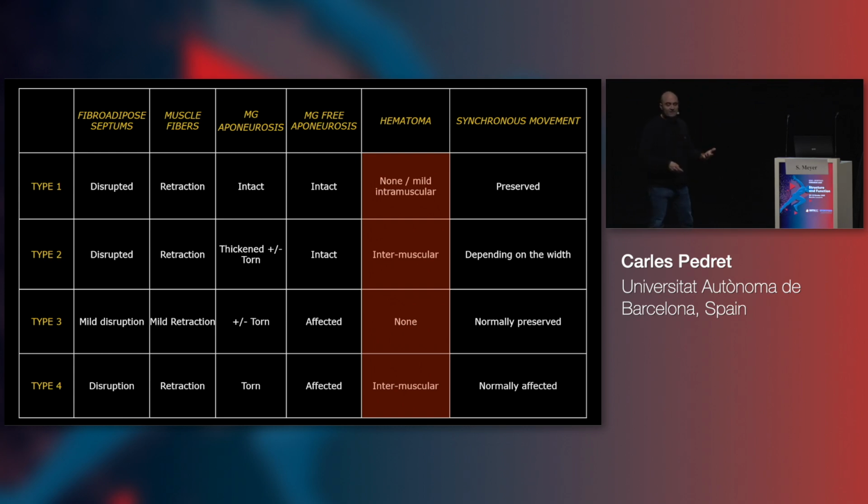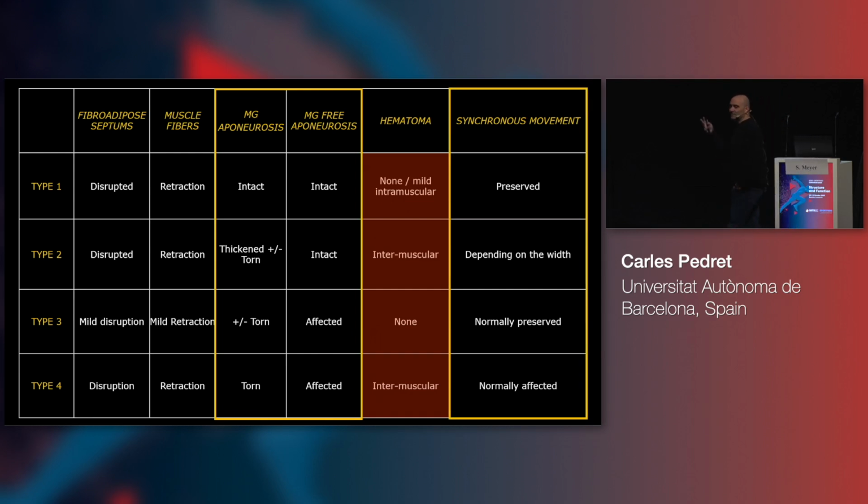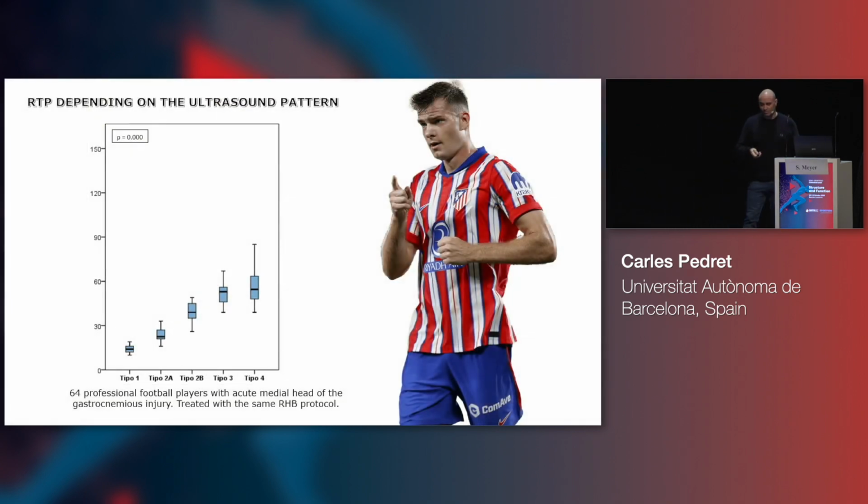The important thing here is the structures of the aponeurosis, if they have a rupture or not. The medial gastrocnemius aponeurosis and the free gastrocnemius aponeurosis. And especially then, the dynamic maneuver with the ultrasound scan, which is with the plantar flexion movement of the ankle, to see if the synchronous movement is preserved or not, because this is going to give us the treatment that we need to apply probably.